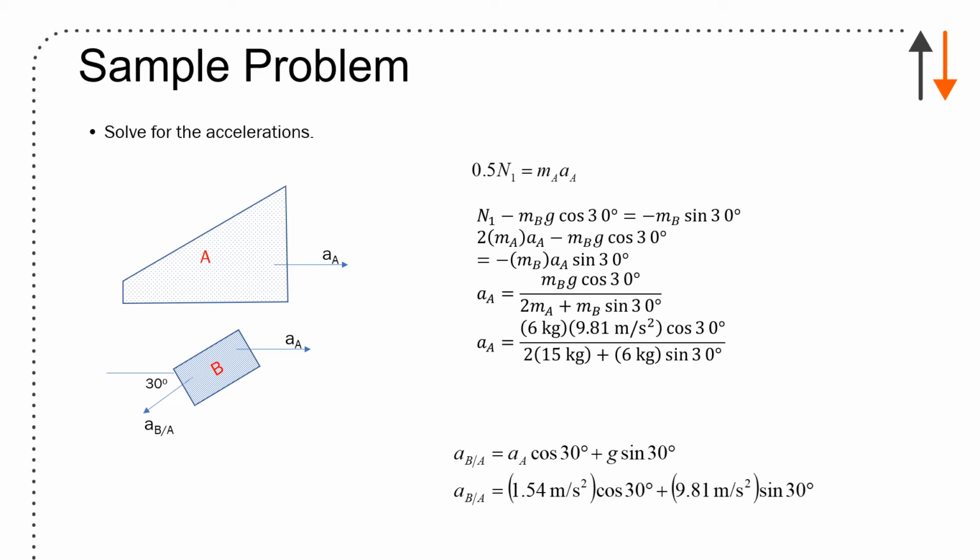So substitute in the terms that I would have found just before, 1.454 meters per second squared. Put them all together and get the acceleration of B with respect to A of 6.24 meters per second squared, and previously, using the equation just above it, the acceleration of A, which is 1.54 meters per second squared.